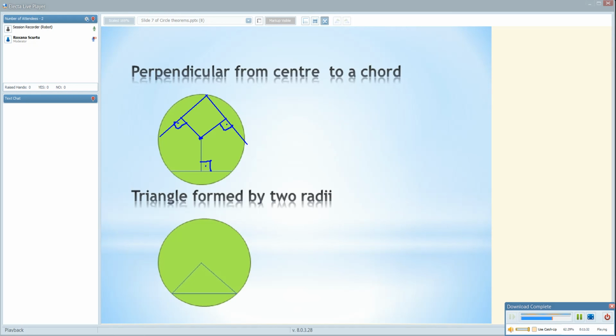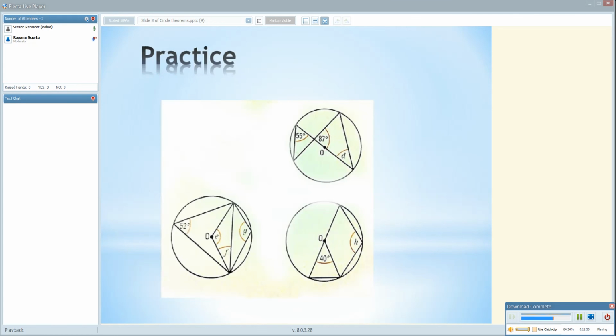And a triangle formed by two radii. So this is one radius, this is one radius, yeah? So a triangle formed by two radii is going to be isosceles, yeah? Because this side equals this side, which means this angle equals this angle, yeah? So it means it's isosceles. Okay. Now I'm going to show you a few examples and then I'm going to set some homework for you just in case.